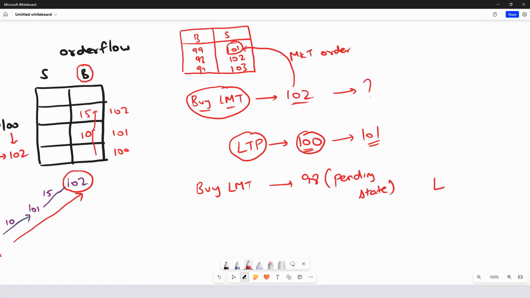Likewise, any sell limit order you're placing below the last traded price. Let's say I'm placing a limit order at 98, whereas the last traded price is 100. Again, it will try to execute at 100, or whatever the best available buy order is. Right? These are marketable orders. So you can try to Google marketable versus non-marketable order. You'll get a fair idea on that.